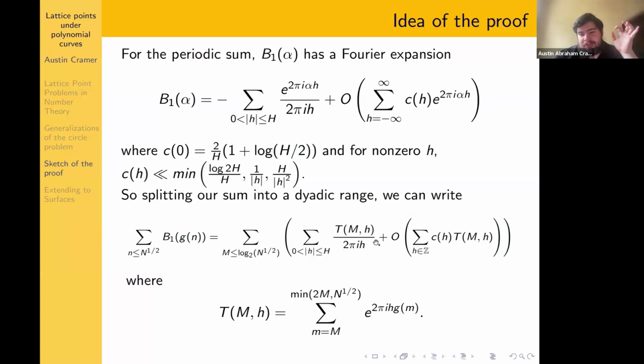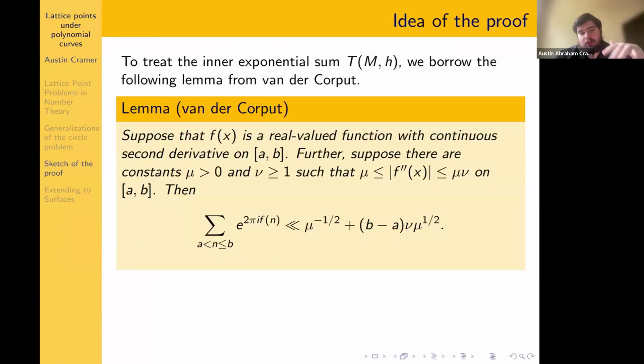Okay, and so this innermost exponential sum that shows up here and in this error term, those we can deal with by borrowing this lemma from van der Corput. This lemma says that if f is a real valued function with a continuous second derivative on [a, b], and we have bounds for our second derivative above and below, then we can bound our exponential sum in terms of the bounds for the derivative and the length of our interval.